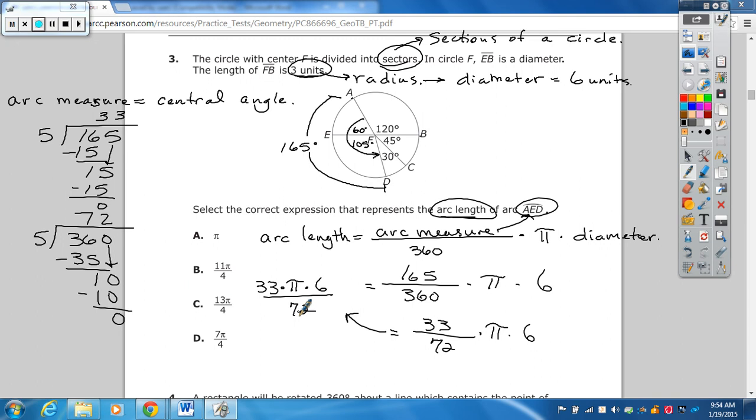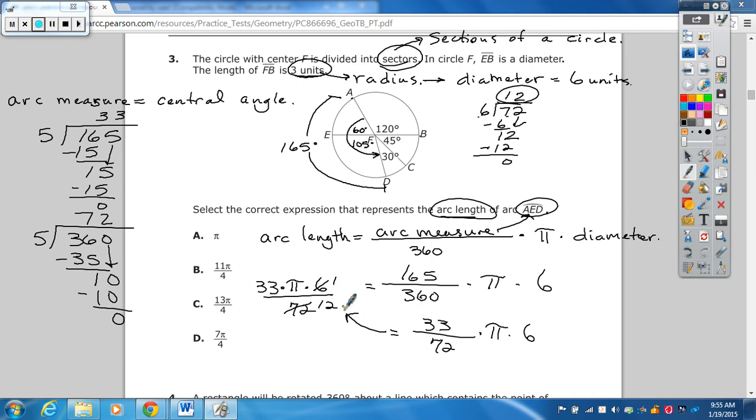So if I do that, 6 goes into 72, 6 goes into 7 one time. 1 times 6 is 6. 1 left over, the 2 comes down. 6 goes into 12 twice. 2 times 6 is 12. There's no remainder, so as a result, I can reduce this 6/72 down to 1/12.